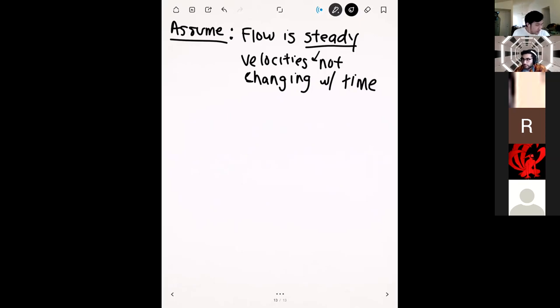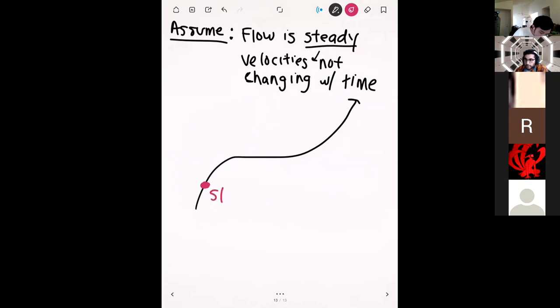Okay. So that's our second assumption. And so let me draw another streamline. Let me draw just one, and we'll draw a fluid particle. Remember, this is a speck of fluid, or you can think of it as a fluid molecule.